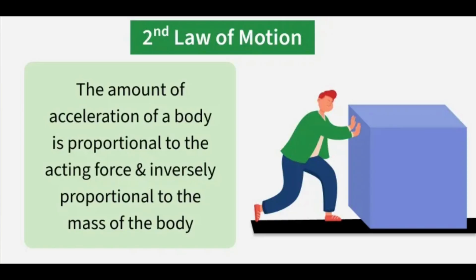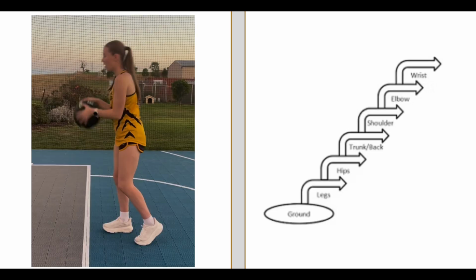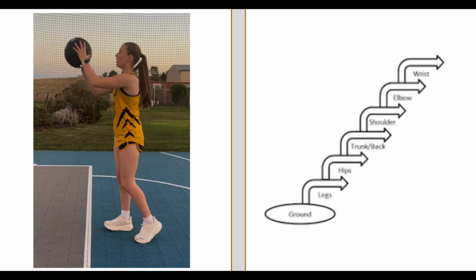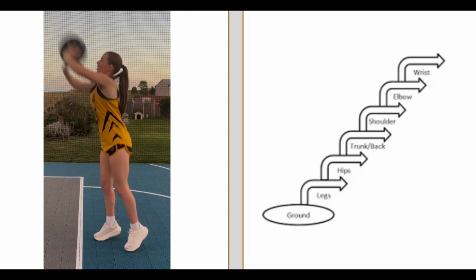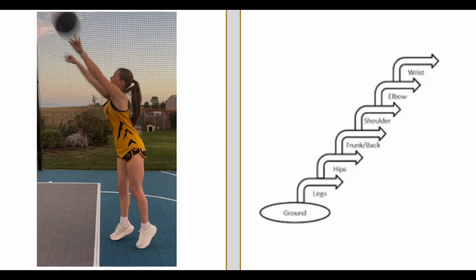This inconsistency in force application reflects Newton's second law, as variations in force lead to changes in the ball's acceleration. This results in inconsistencies in both shot distance and arc, ultimately affecting the overall trajectory. The most significant limitation in my performance is the insufficient force summation through the kinetic chain, as this has the greatest impact on release consistency, ball velocity, and overall shooting accuracy.